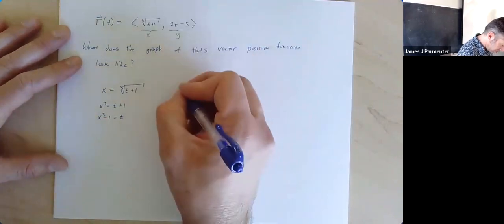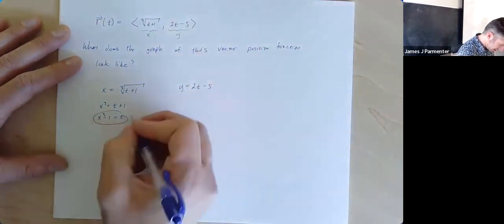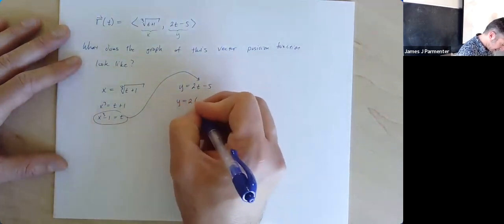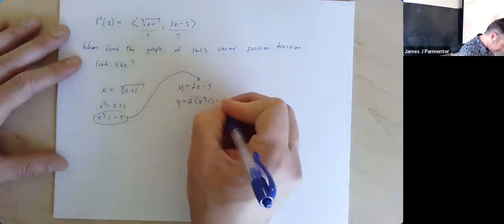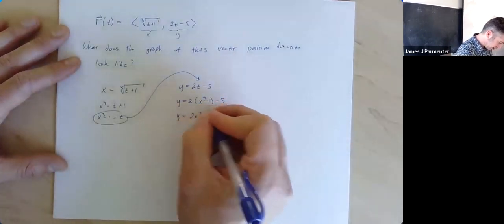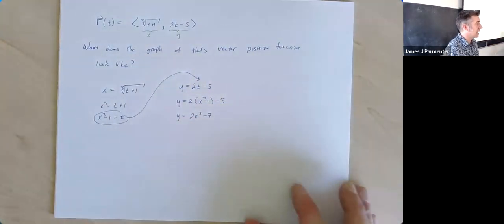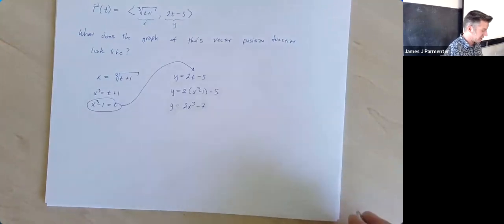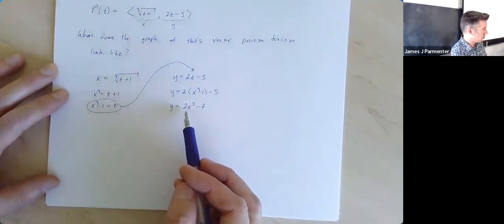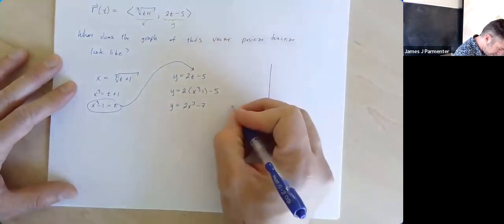So y equals 2t minus 5. If I then plug in x cubed minus 1, I get y equal to 2 times x cubed minus 1 minus 5, which is equal to 2x cubed minus 2 minus 5, which is 2x cubed minus 7. So now we have a decent idea of what this graph actually looks like. Actually graphing this without doing this would be challenging. But here, we have a pretty decent idea.